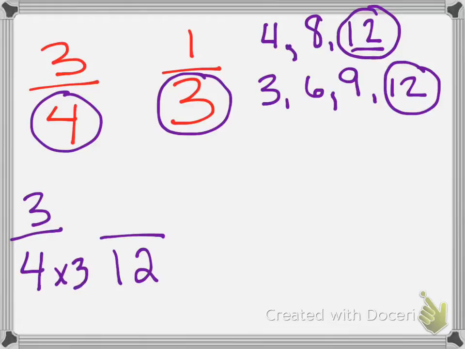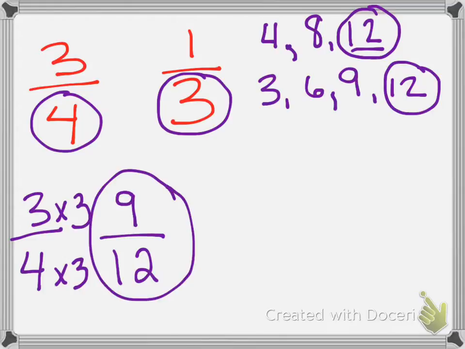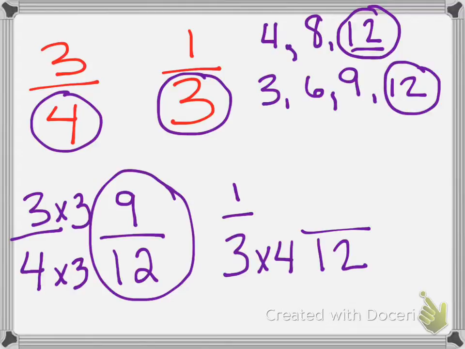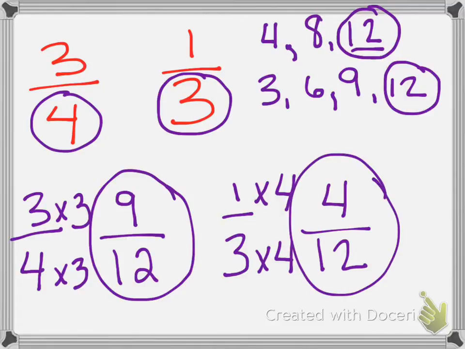So if I do it to the bottom for the denominator, I need to do it for the numerator. 3 times 3 is 9. So there's my first fraction. Then I'm going to take 1/3. Again, I want it to be 12ths so that I can compare it easier, add or subtract, any of those good things. How do I get from 3 to 12? Well, I multiply by 4. Do it to the denominator, do it to the numerator. And here are my two fractions that I could easily compare, 9/12ths and 4/12ths.